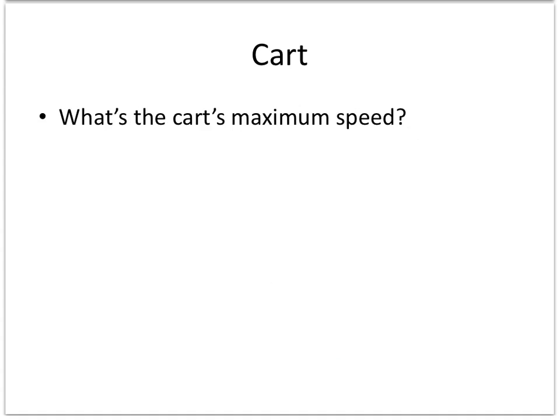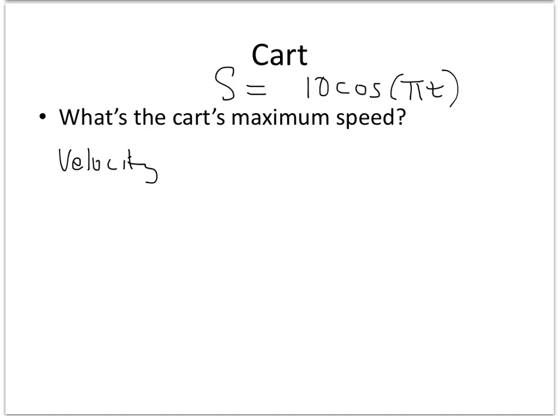How do you find speed? The absolute value of velocity. So I find velocity. Oh, let me write my function back up here: 10 cosine of pi t. And then I absolute value velocity to find speed. And so tell me what that derivative is.